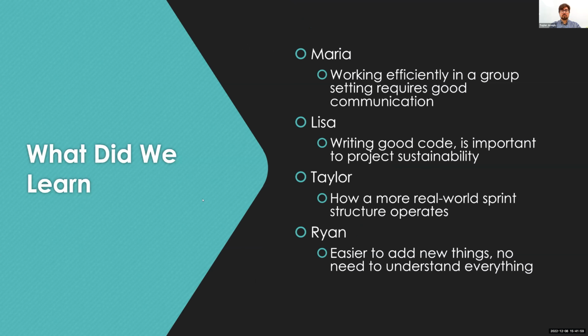What did we learn? I learned that working efficiently in a group setting requires good communication. I learned that it's very important to write good code, both for yourself while you're working on a project, and for future people working on the same project. For me, this really hammered home how the sprint structure operates and why it's used. It was a really good learning experience. And I learned it was much easier to add new things; I didn't need to understand the entire program.